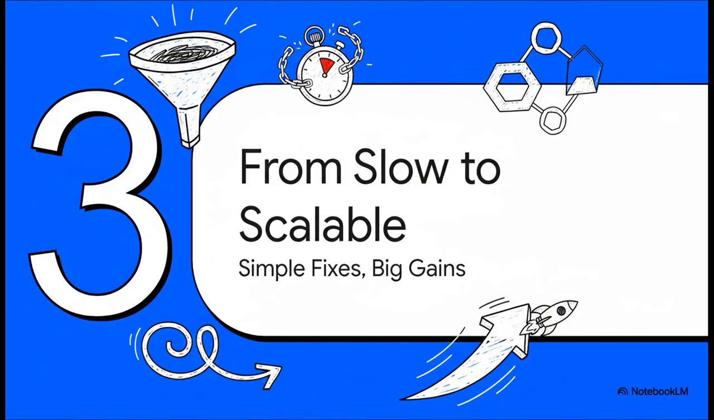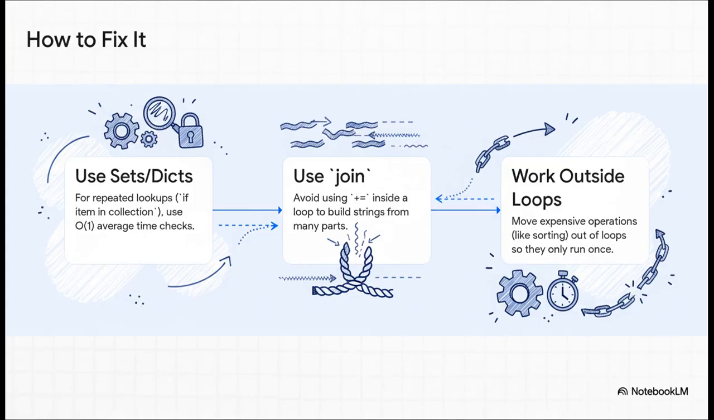So, we've seen the traps. Now let's flip this around. How do we systematically avoid them? Let's boil these fixes down into a few clear rules that can help us write code that's not just fast, but truly scalable. It honestly comes down to these three principles. First, if you're doing a lot of lookups, that is, this thing in that collection check, always reach for a set or a dictionary. Their hashing magic makes those checks nearly instant. Second, if you're building a string from a bunch of pieces, collect them in a list and use join.